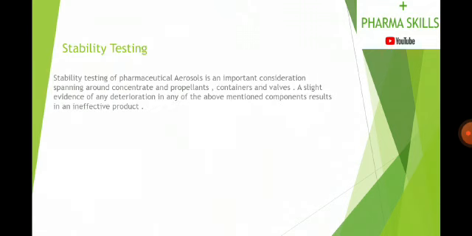Then let's see stability testing. Stability testing is a very important aspect. A slight deterioration in any component like product concentrate, propellant, container or valves may lead to an ineffective product. Stability testing of product concentrate and propellant.